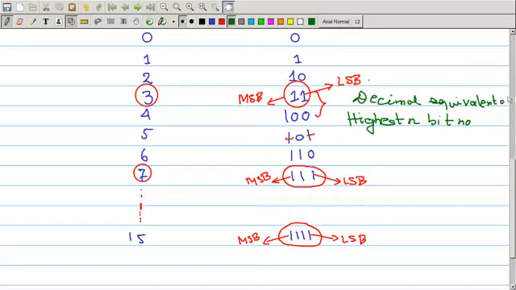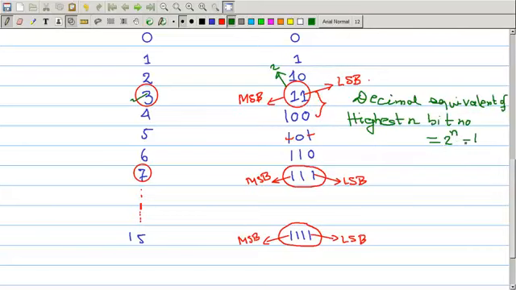Decimal equivalent of the highest n-bit number. The formula to get it is 2 to the power n minus 1. So you see that this is the highest 2-bit number because there are 2 bits. 2 square is 4, minus 1, that is 3, you get over here. And the highest 3-bit number, that is 2 cube.